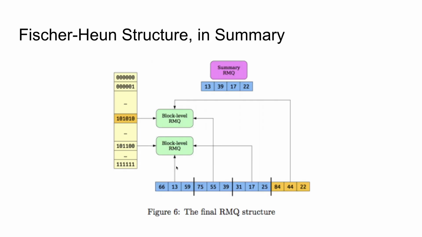So now that we've heard about Fischer-Heun and how it works, the running time is O of n construction, O of 1 query, which is ridiculous, theoretically optimal. Segment trees, BITs, they run in n log n, or O of n construction, log n query. They don't hold a candle to O of n construction, O of 1 query.